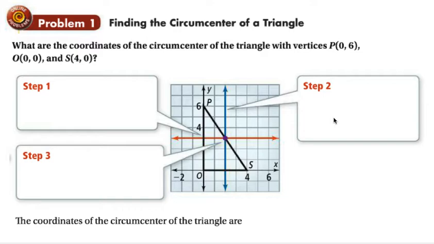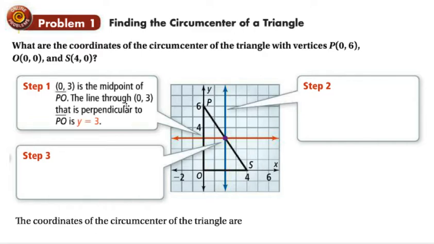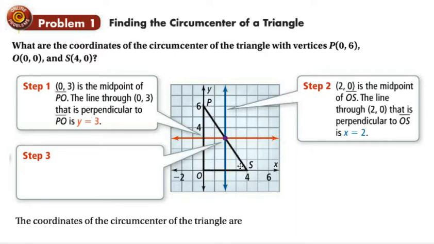So, finding the circumcenter of a triangle. Here we have an example that gives us the three coordinates of a triangle, and they want us to find the coordinates of the circumcenter. Our first step in this one, we're going to graph this triangle, which I have shown you here. We want to find the midpoint of two of the sides. We found the midpoint of side OP, and we found that to be 0, 3. So that's the point right here. It's not drawn in the diagram. The second step was to find the midpoint of side OS, and that was 2, 0.